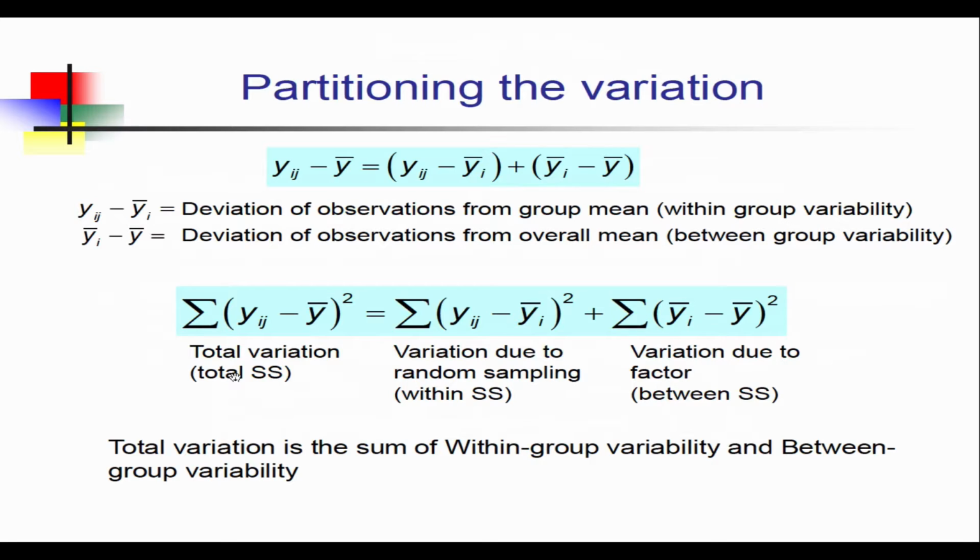So what does this tell us? The total variation for all the samples can be partitioned into two parts. One part is the variation due to random sampling, the variation within group. The second part is the variation between groups due to the group factor. So this equation tells us the total variation can be partitioned into those two parts. Next, we're going to compare those two parts on the right-hand side to determine whether those K group means are equal or not.